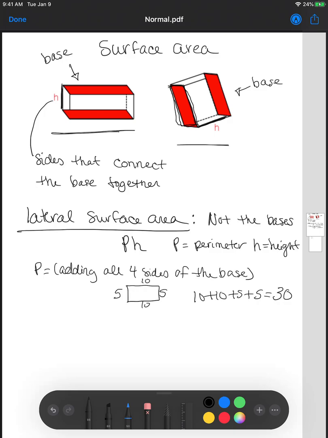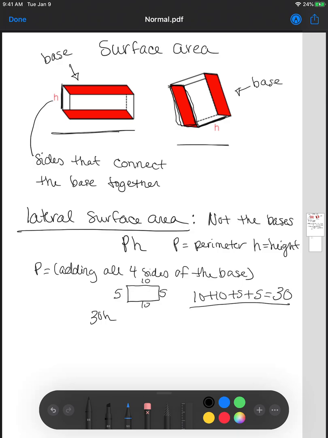So this is for lateral surface area. You would use this formula. You would find the perimeter like we did here, and then you would multiply it times the height. So we would get 30H, because we don't know the height, really.